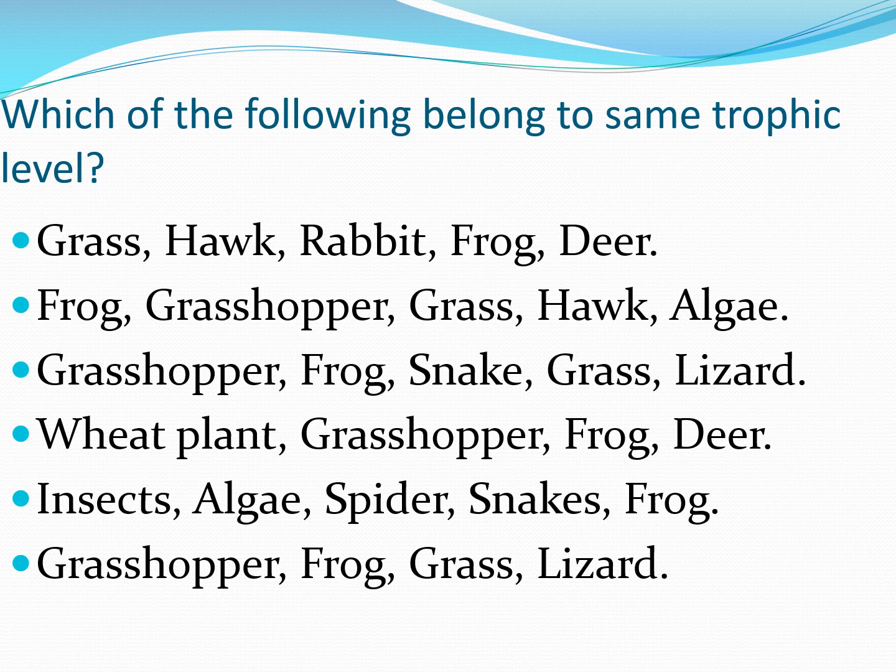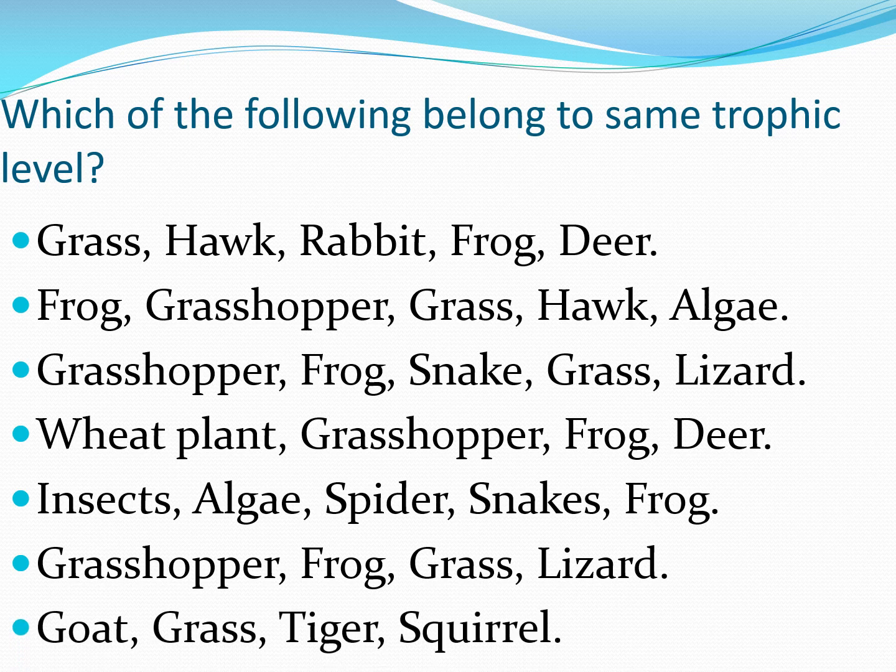Next, grasshopper, frog, grass, lizard. Here frog and lizard are secondary consumers, because grass is the primary producer, grasshopper is the primary consumer, frog and lizard are secondary consumers. Last question, goat, grass, tiger, squirrel. So here goat and squirrel belong to primary consumer level, because grass is the primary producer, goat and squirrel are primary consumers, and the tiger can be placed in secondary consumer level.